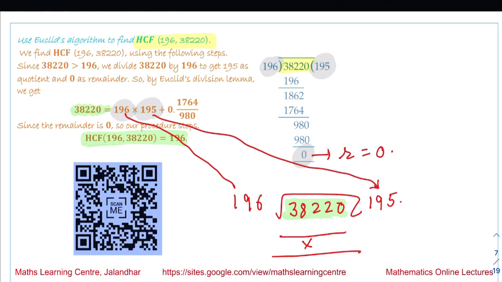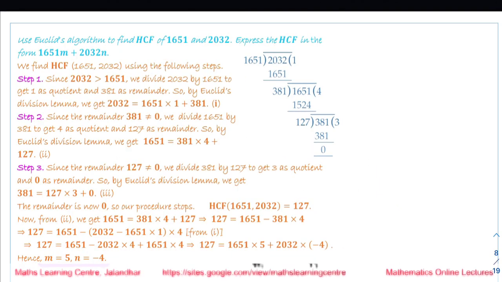Now the next question: use Euclid's algorithm to find the HCF of 1651 and 2032, and express the HCF in the form 1651 into M plus 2032 into N. So basically we have to calculate these two numbers, M and N.